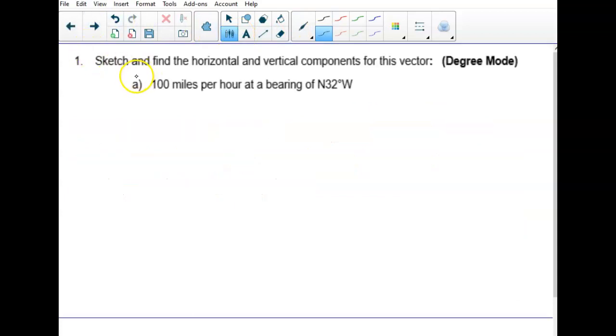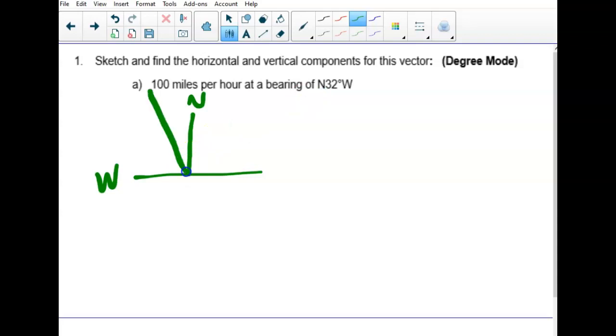I have a couple of these off 8.1, sorry. And it says sketch and find the horizontal and vertical components for this vector. It will say on the quiz a reminder to be in degree mode, I think. So 100 miles an hour at a bearing of north 32 west. So you need to know where north is and where west is, and then off of north 32 towards the west.